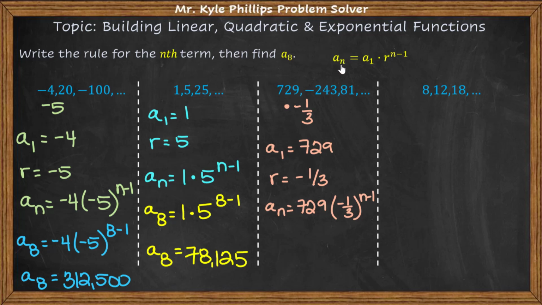If I wanted to find the eighth term here, that would be 729 times -1/3 to the 8 minus 1. So here I have 729 times -1/3. And I'm going to raise that to 8 minus 1, or the 7th power. And that will give me -1/3.